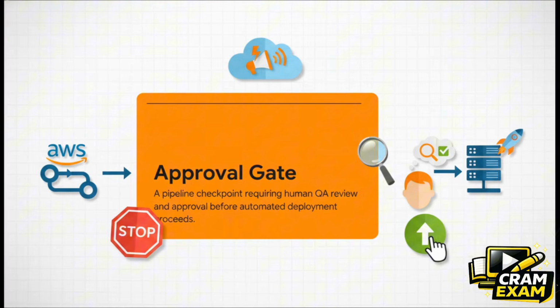To protect your system, you must implement an approval gate in AWS CodePipeline. Here's exactly how it works. Before the code ever touches production, the pipeline physically stops and triggers an Amazon SNS notification. A human QA engineer reviews the staging environment, verifies everything is functioning perfectly, and clicks Approve. Only then does the automated deployment proceed. That one single click is literally the difference between a safe, boring release and an entire weekend of firefighting.